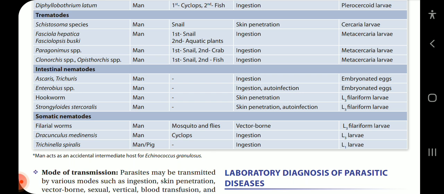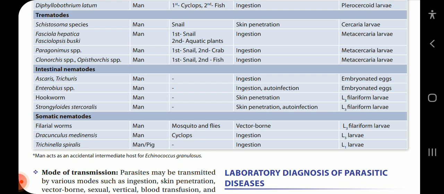Clonorchis or Opisthorchis species: definitive host man, intermediate host snail and fish, mode of transmission ingestion, infective form metacercaria larva. Now, intestinal nematodes. Ascaris, Trichuris: definitive host man, mode of transmission ingestion, infective form embryonated eggs. Enterobius species: definitive host man, mode of transmission ingestion and autoinfection, infective form embryonated eggs again.